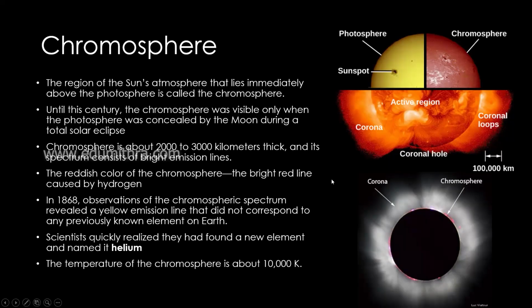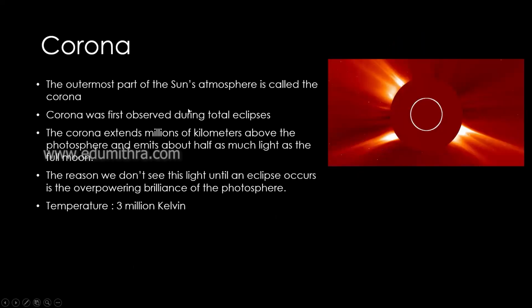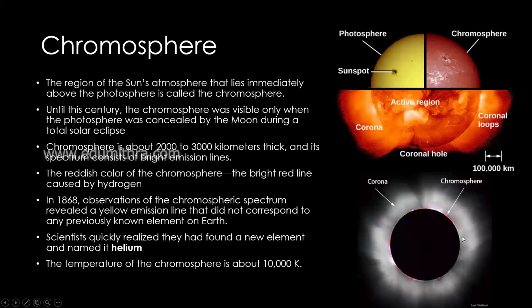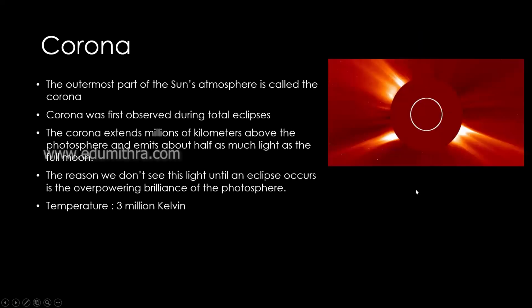Okay, now let's see. Above the chromosphere, one of the biggest structures of the sun is called the corona. The outermost part of the sun's atmosphere is called the corona, and the corona can be observed during a total solar eclipse. This white, cloud-like thing that you are seeing is actually the corona, the outer part of the sun's atmosphere. The corona extends millions of kilometers above the photosphere. It is even bigger than the sun.